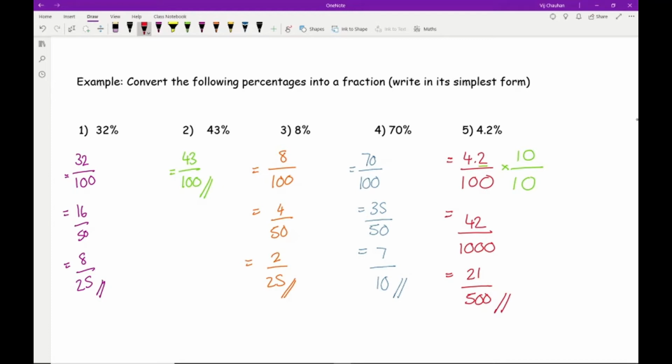So you can see here, it's relatively straightforward. If a fraction can simplify, it may be worth 2 marks, because you'll get 1 mark for just writing over 100 and 1 mark for simplifying it. And if you left it as an unsimplified answer, then you could lose some marks.